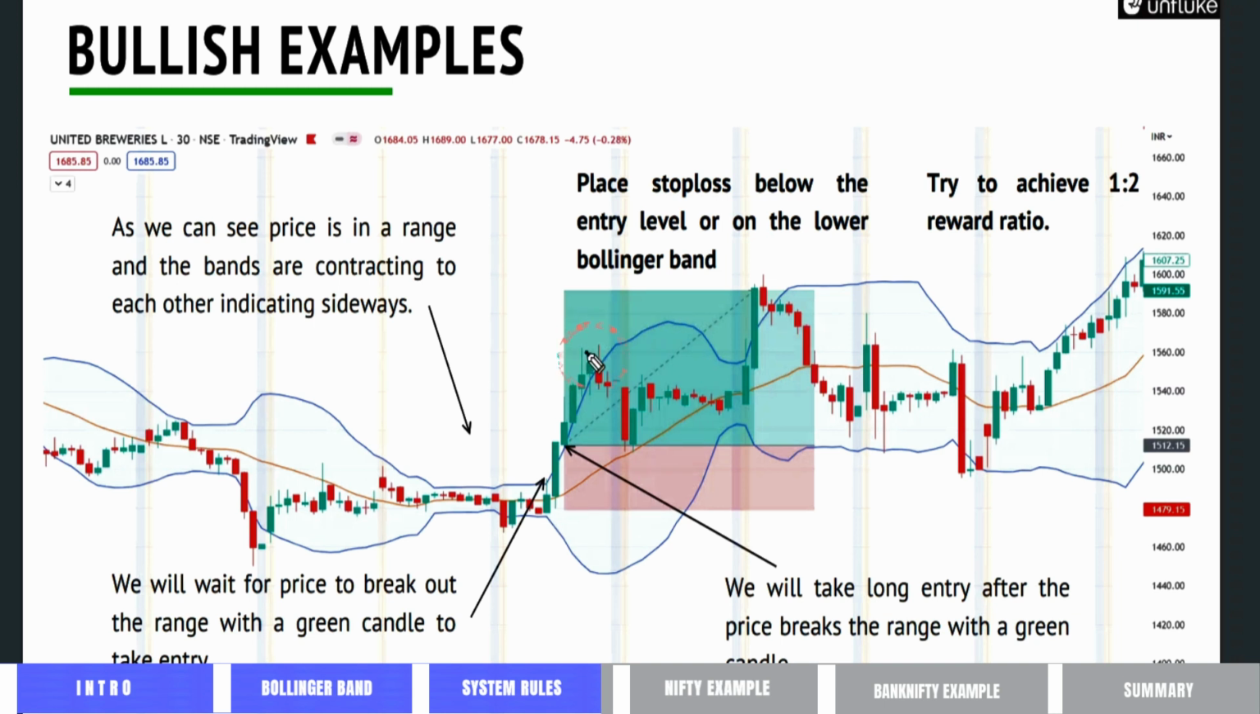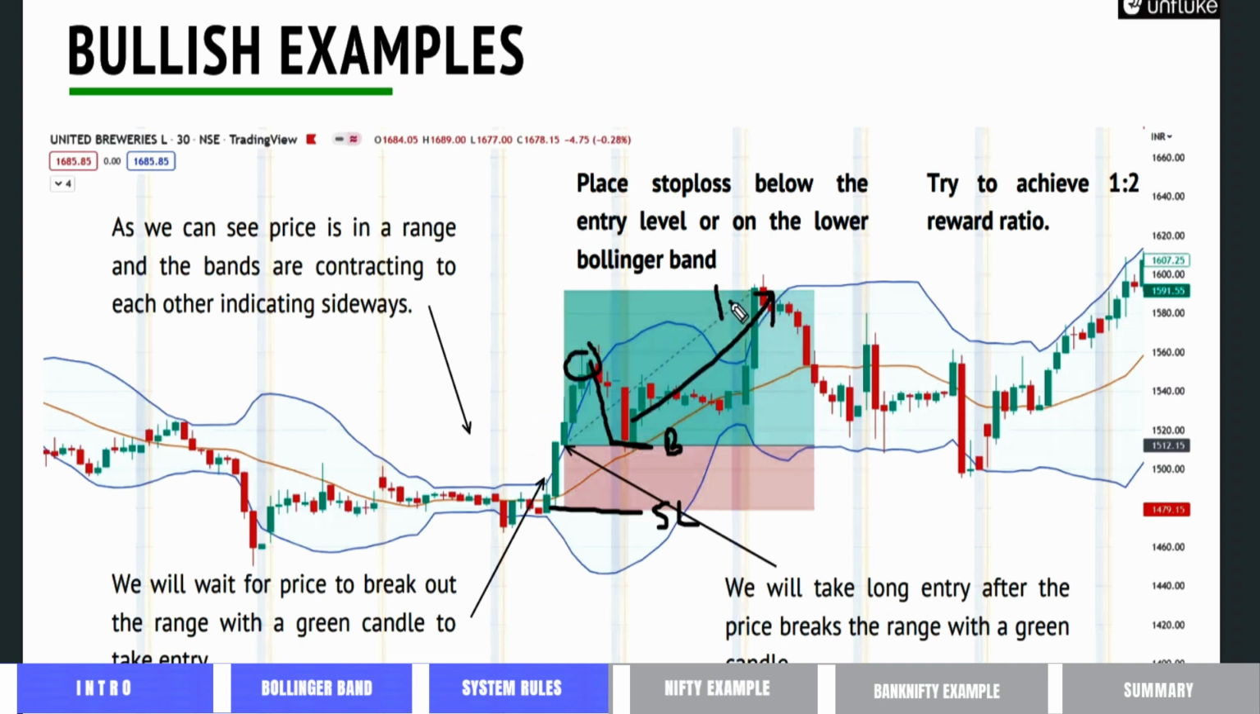Now you can see that the stock went up. Now we are waiting for a pullback. It has given us a pullback. It is even taking support here. So we will buy here and we will put the stop loss at the previous swing. This can be a stop loss. And again, you can see we got a 1:2 trade.